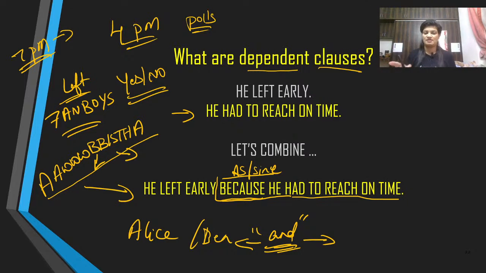So having said that, which one is independent and which one is dependent here? Let me call this clause 1, and this clause 2. Which one is independent and which one is dependent? Tell me that. Answers, please, are you there? Clause 1 is dependent. Are you talking about he left early? This is dependent.